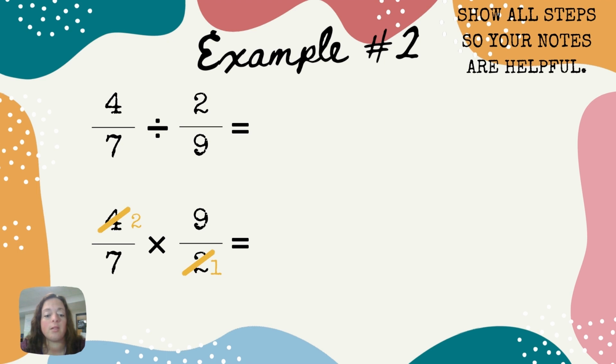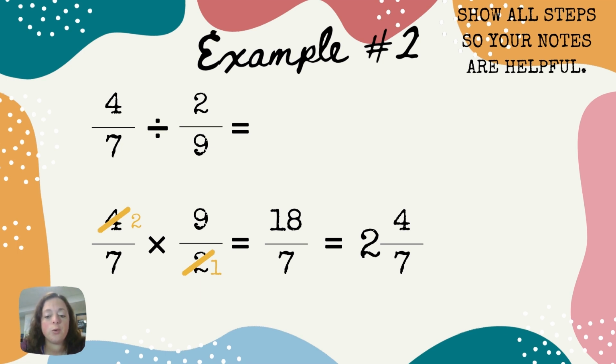Now we simply multiply straight across. So we have 2 times 9 is 18, and 7 times 1 is 7. But that can be simplified. When the number on top is more than the number on the bottom, we can rewrite it as a mixed fraction. 14 of those 7ths makes 2 whole, and then there are 4 left over. So 18/7 is equal to 2 and 4/7.